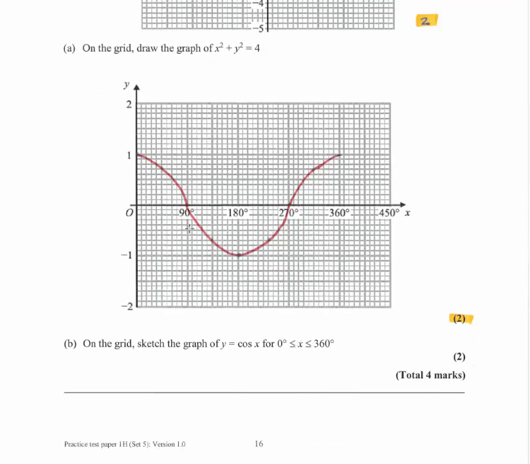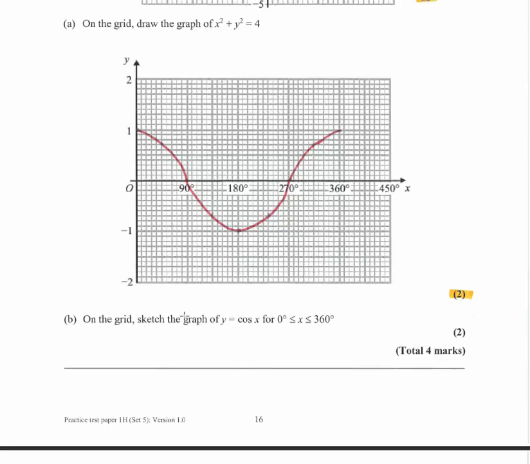Here, you need a curve like that. You should know that the cosine of 0 is 1 and the cosine of 90 is 0. And then once you've got that shaped curve that just dips like that and around, and you go up to 360, make sure you've got that.